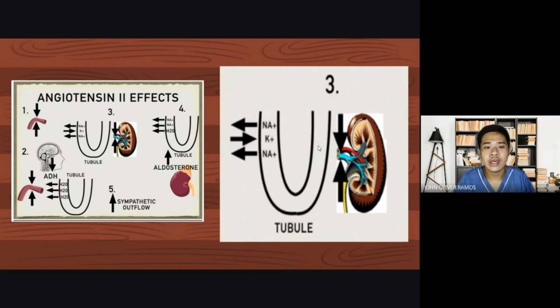Third, in addition to the release of vasopressin from the posterior pituitary gland, angiotensin II also causes aldosterone release from the adrenal cortex. Aldosterone acts on the distal renal tubule to reabsorb water and sodium, thereby increasing blood volume and blood pressure.